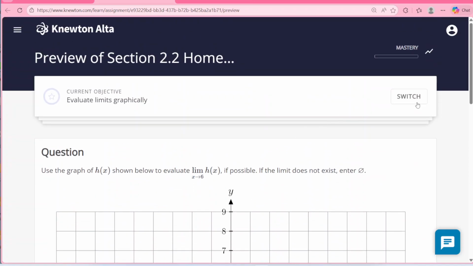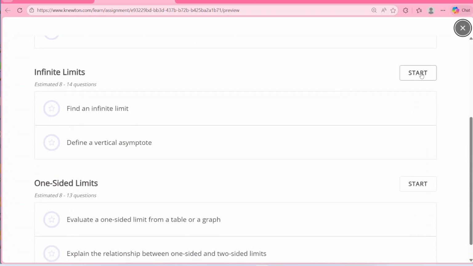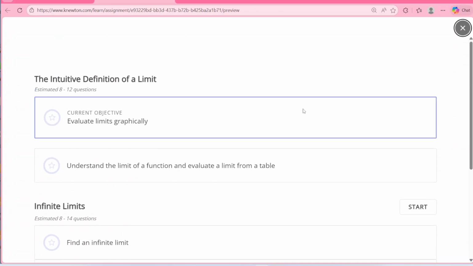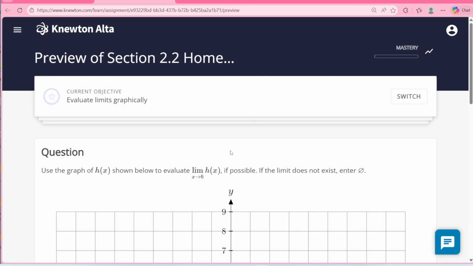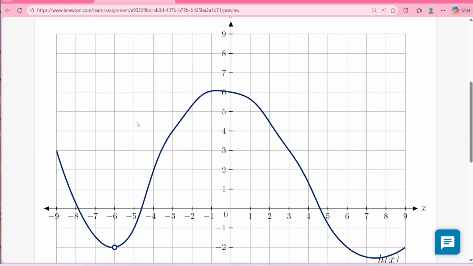Now you can switch sections if you wish. Instead of working on one section with these 2 objectives, I can hit switch and go and start another part of the assignment if I wished. But I'm not going to be doing that. Then a question related to the current objective below it.